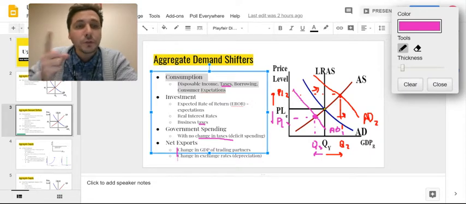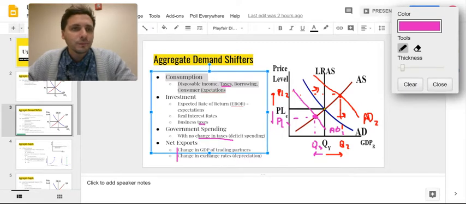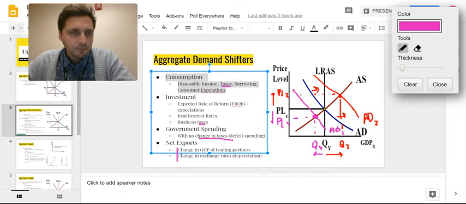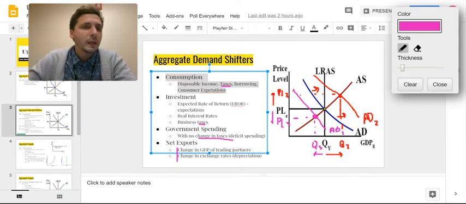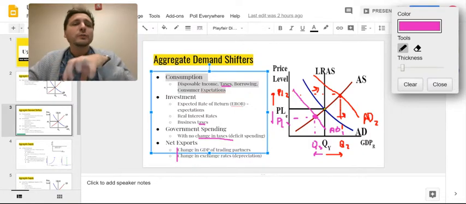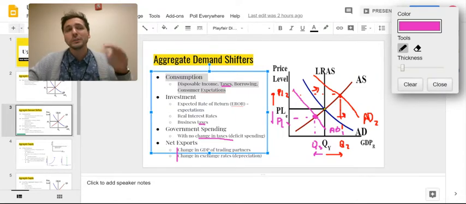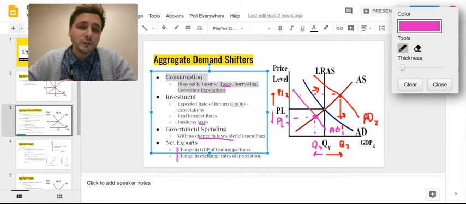Net exports right here. So first, we're looking at a change in the GDP of a trading partner. If the trading partner is in a recession, they're less likely to buy our exports. So net exports falls, our demand shifts left, right? If they're doing well, if other economies are booming, then they're more likely to buy our assets. Aggregate demand shifts right because our net exports are rising. All of these have a direct relationship with aggregate demand. If consumption, investment, government spending, or net exports are going up, aggregate demand shifts right. If they are going down, aggregate demand is shifting to the left.